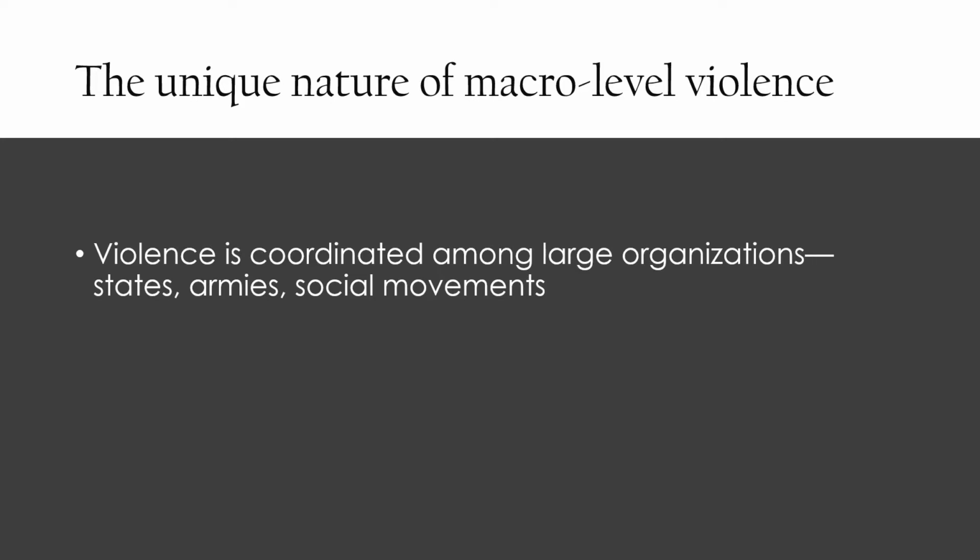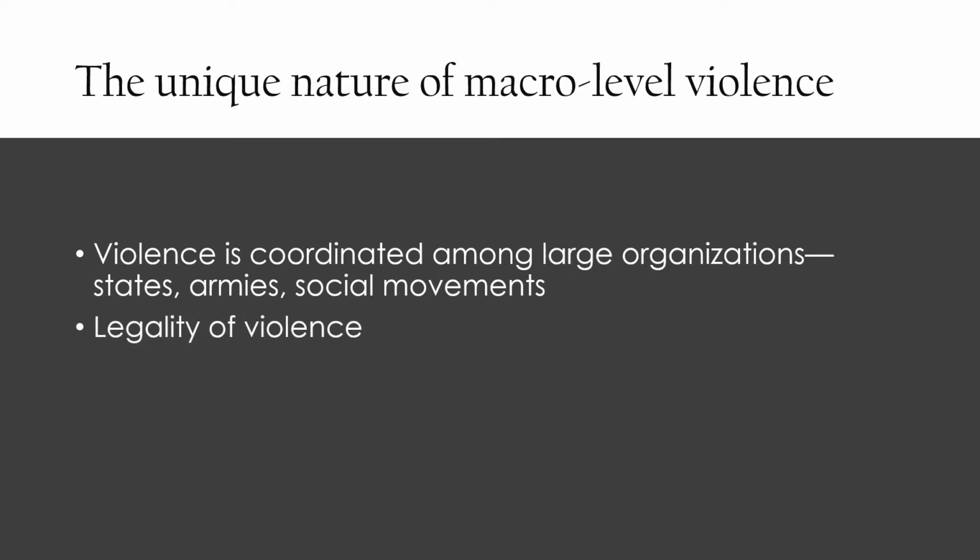Now, as I mentioned earlier, macro level violence is similar to meso level violence in that it generally occurs between groups. Now, what differentiates macro level from meso level violence is the group size or level of power. And so in macro level violence, the group or groups committing the violence have much more power relative to the group or groups at the receiving end of violence. Now, this violence is coordinated among large organizations, so states or nations, armies, large social movements. And I have an optional lecture on social movements in 2 weeks that you're welcome to look at.